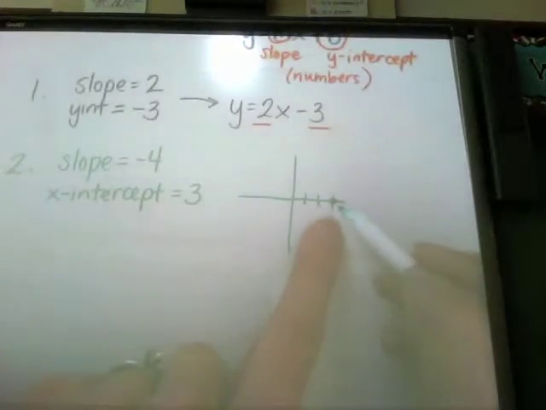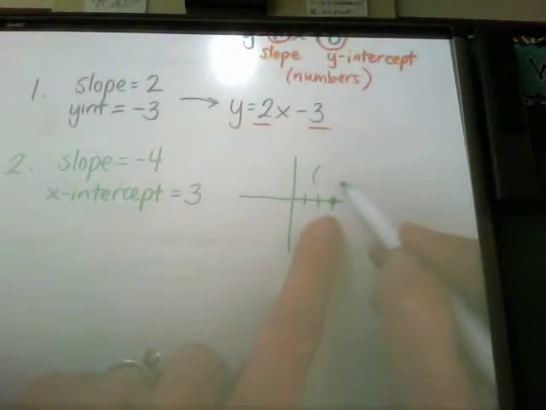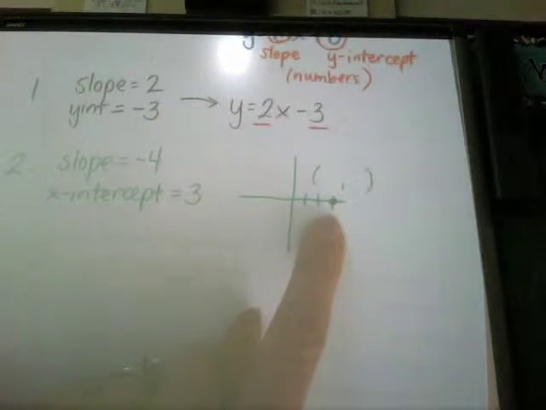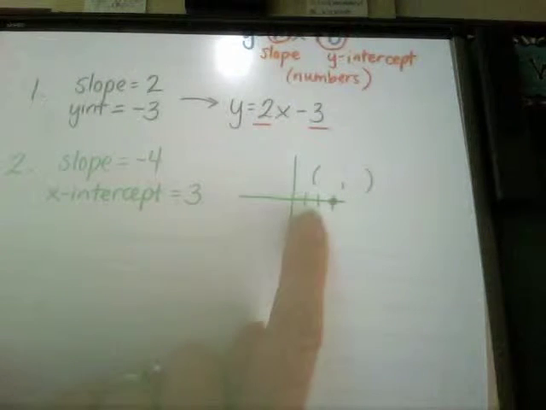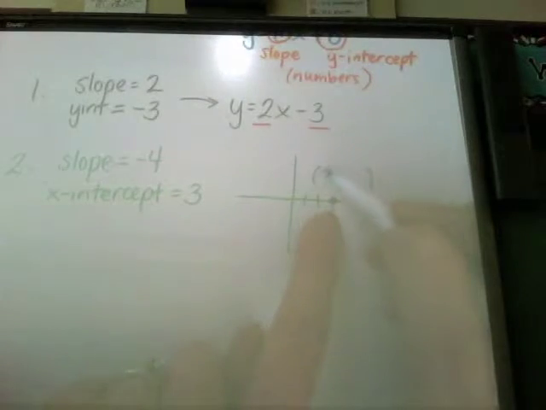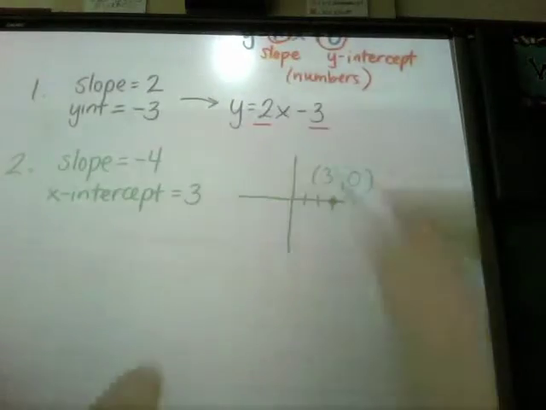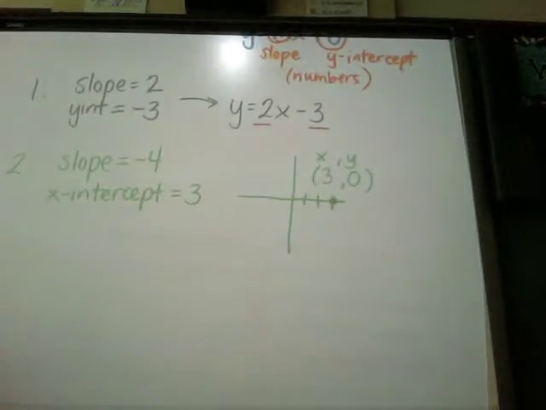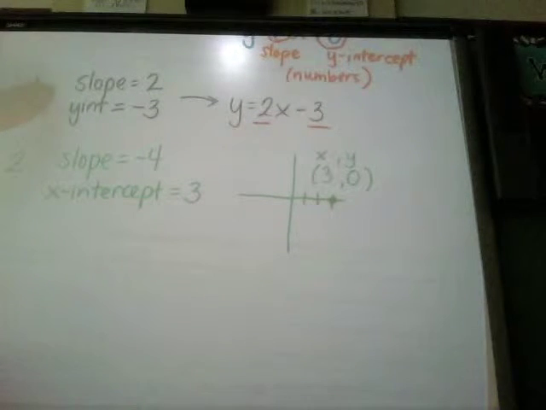Now, what I need to do here is get the coordinates for this point. What are the coordinates for this point? I know it crosses right here, so what is this point? What's the x and y value? 3 and 0. Yeah, over 3 on the x, up 0 on the y. Now here's why we need to do that. Most of the problems are not going to look like this nice easy one that we started with. Most of them you're going to have to figure out some information.